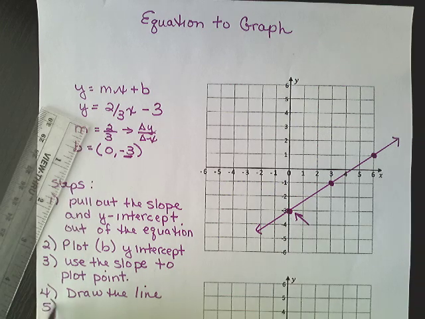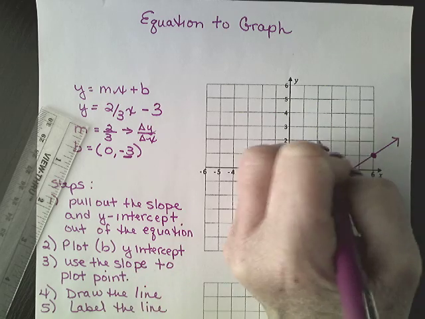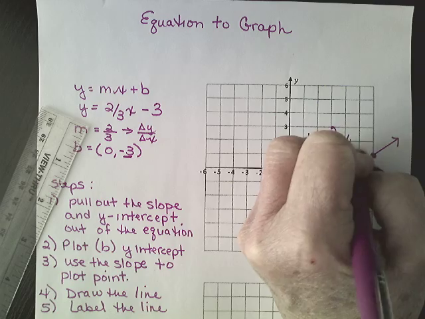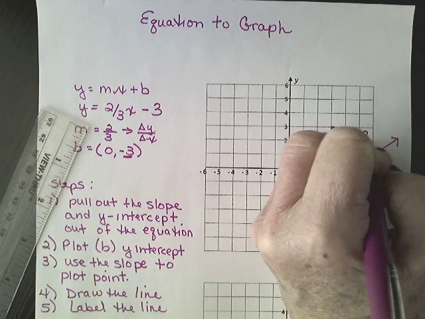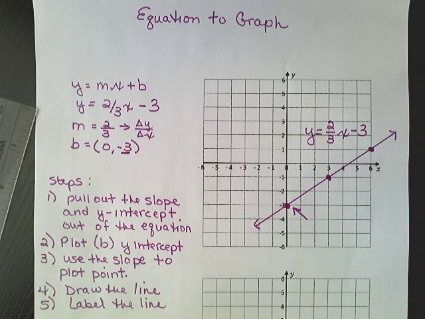And then number 5 is to label. Label the line. So what are we labeling it? y equals 2/3x minus 3. All right? So you're always going to use your y-intercept first and then use the slope from the y-intercept.